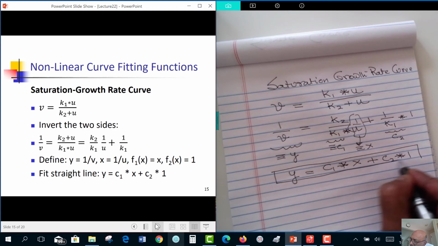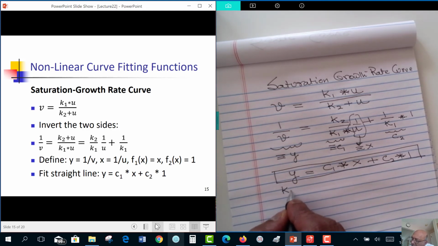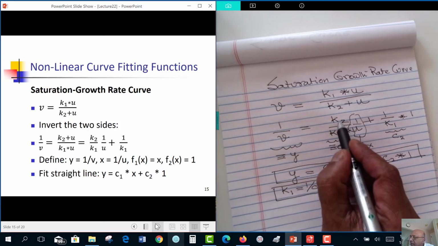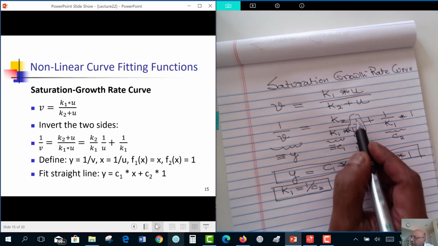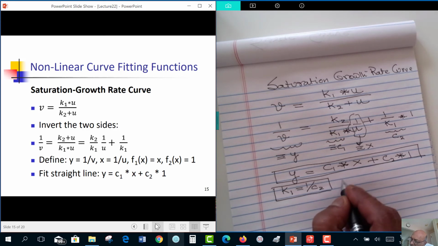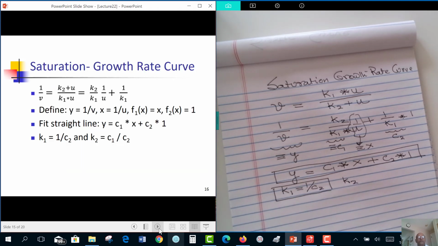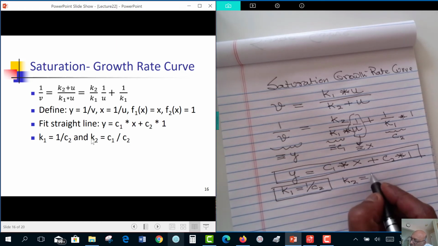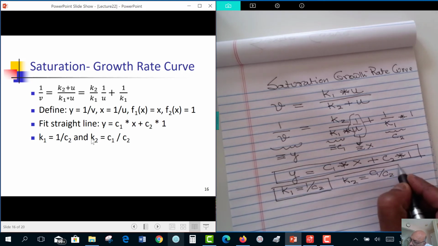So again, once we solve for C1 and C2, we will get K1, which is 1 over C2. And since K2 over K1 was C1, we know therefore K2 is C1 times K1, which is C1 over C2.